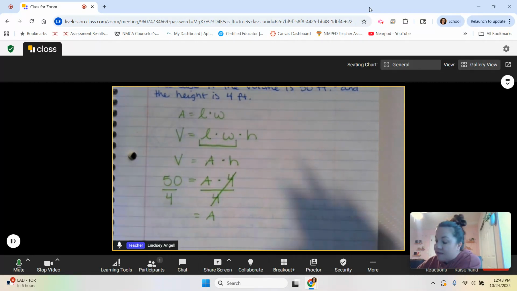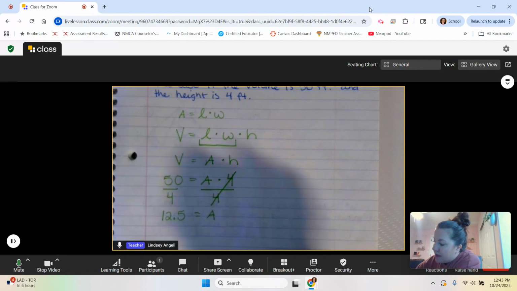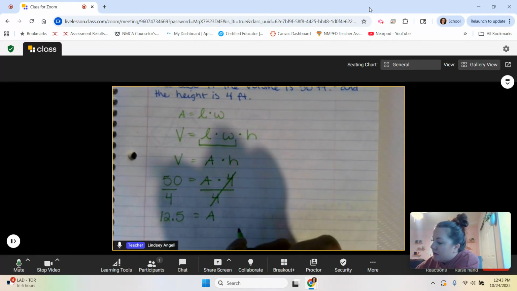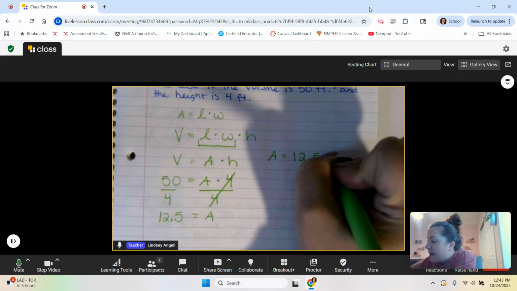And then 50 divided by 4. Well, 50 divided by 2 is 25. Divided by 2 again would be 12.5. And these were feet. So the area would be 12.5 feet.